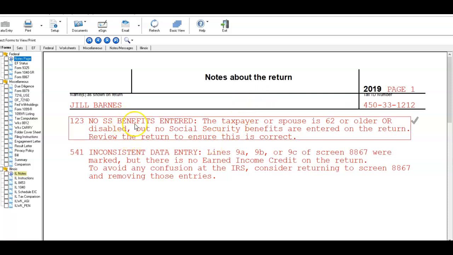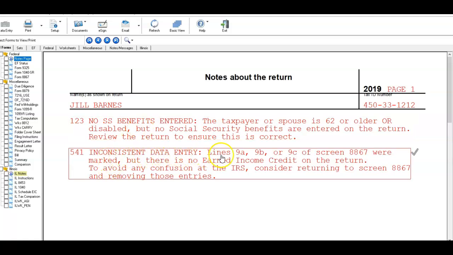This here says no Social Security benefits were entered. Well, these particular clients didn't receive Social Security benefits because they worked for the city. And when you work for the city, generally you don't get both, especially if you worked a city job your whole life. The only people who may receive both are people who worked two different types of jobs for long periods of time and qualify for both. And so that's how that generally works.